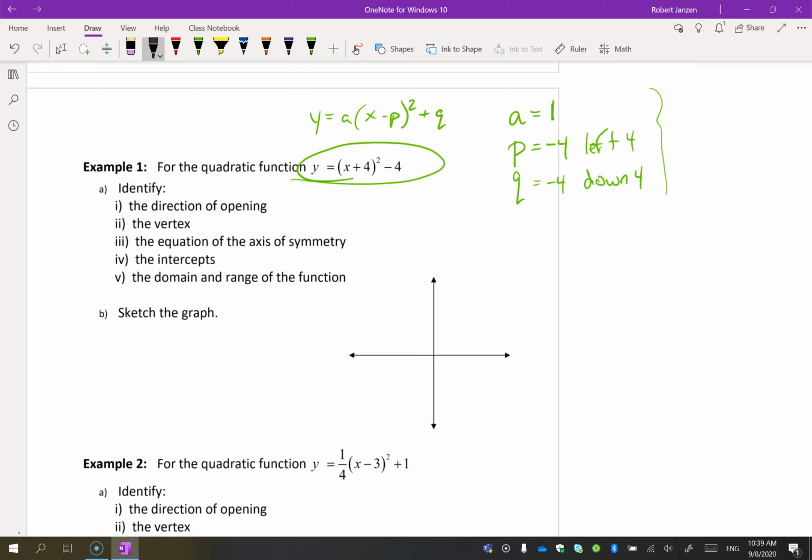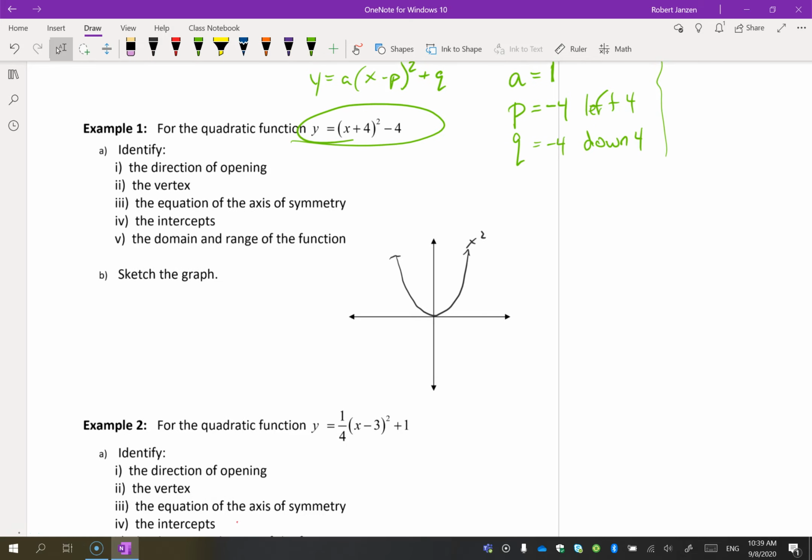Okay, so I'm going to draw the regular graph in here. You don't need to. Okay, I'm going to take that graph, keep the same width, and move it left 4 and down 4. Okay, so I'm going to draw this. And I'm just going to stop there for a second because I don't know where I'm crossing the x-axis. I don't know exactly where it's going to cross here. So just let me hang on there for a second.